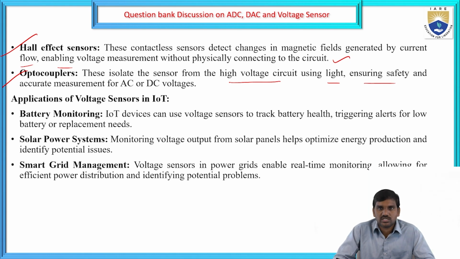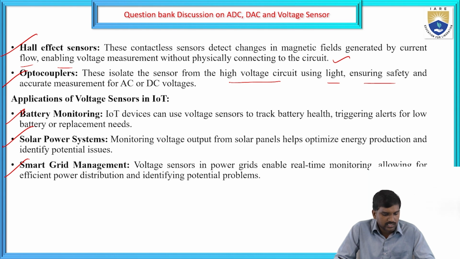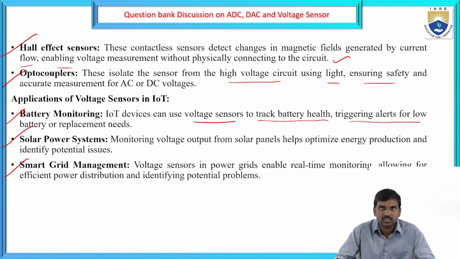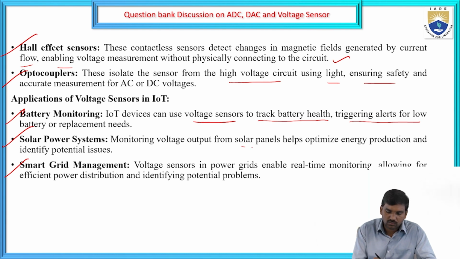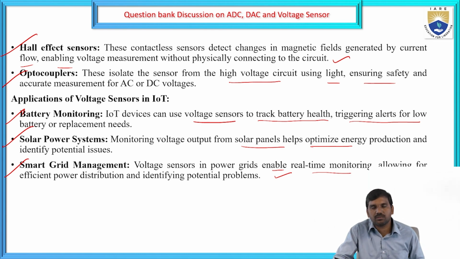The applications of voltage sensors in IoT: in order to develop some real-time IoT projects, we may use a voltage sensor depending on our requirement. So here, battery monitoring, solar power systems and smart grid management. In battery management, IoT devices can use voltage sensors to track battery health, triggering alerts for low battery or replacement needs. In solar power systems, monitoring voltage output from solar panels helps optimize energy production and identify potential issues also. And smart grid management: here the voltage sensors in the power grid enable real-time monitoring, allowing efficient power distribution and identifying potential problems in the IoT system. So these are some applications of voltage sensors in IoT: battery monitoring, solar power systems and smart grid management.